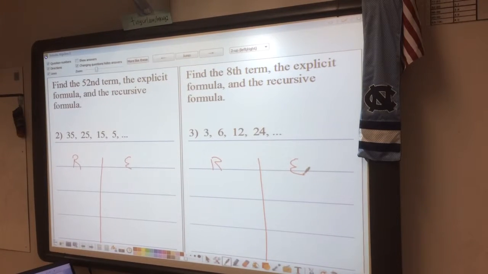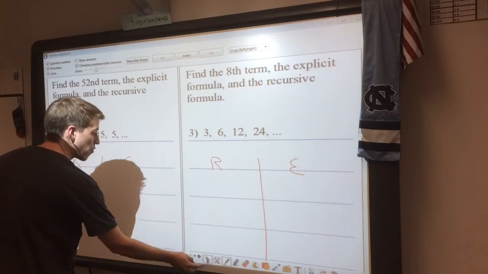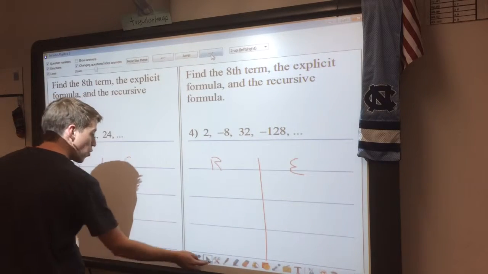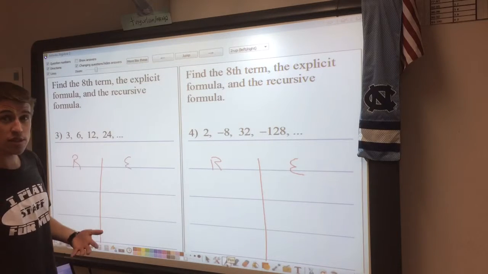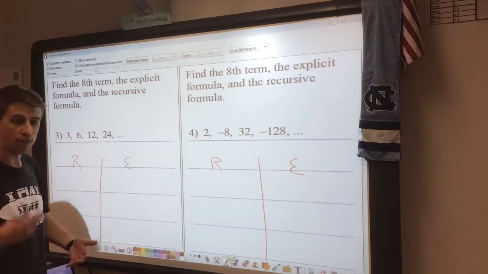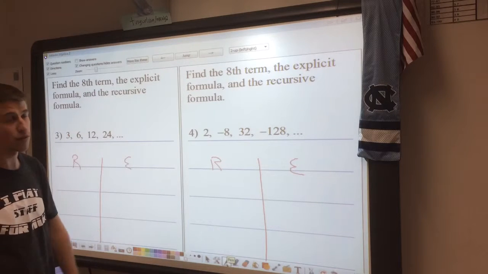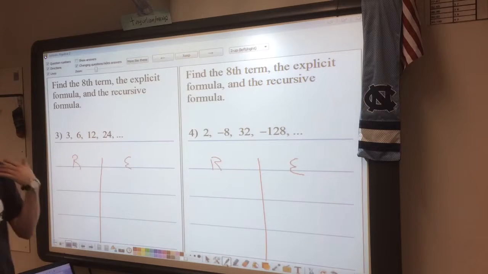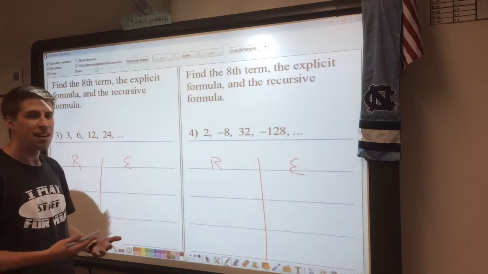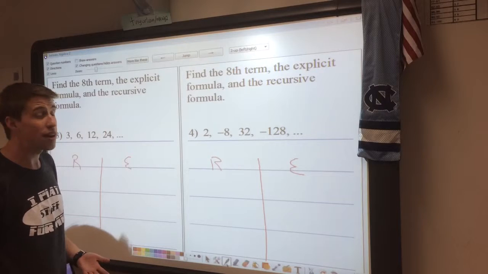So if we see here, we're still living in the land of writing explicit formulas and recursive formulas. But now I'm going to change up what type of pattern I'm going to give you. The last video talked about arithmetic sequences, which is a fancy name for linear, adding and subtracting the same number every time. But if I look here, 3 plus 3 is 6, but 6 plus 6 is 12. 12 plus 12 is 24, so we're not adding the same number every time. It's not linear, or it's not arithmetic.